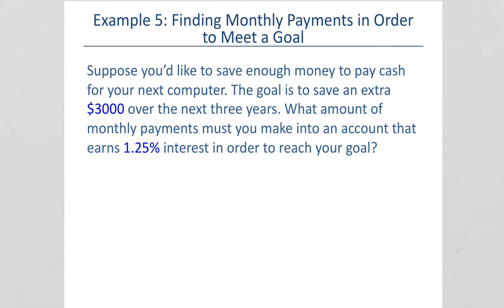Suppose you'd like to save enough money to pay cash for your next computer. The goal is to save an extra $3,000 over the next 3 years. What amount of monthly payments must you make into an account that earns 1.25% interest in order to reach your goal? So your payment would be the future value times R over N, divided by 1 plus R over N to the NT, minus 1.